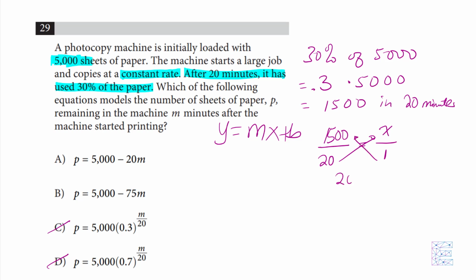We'll say 20 times x is 20x. 1,500 times 1 is 1,500. Of course, we divide both sides by 20, and x ends up being 75. So we know the slope is 75, rather the rate of change is 75. And since we're using paper, it's really negative 75. So that makes B the answer to this question.